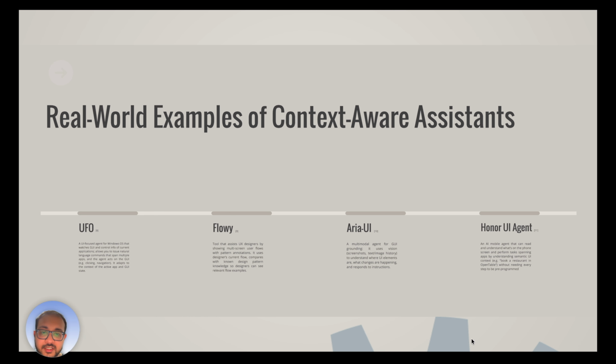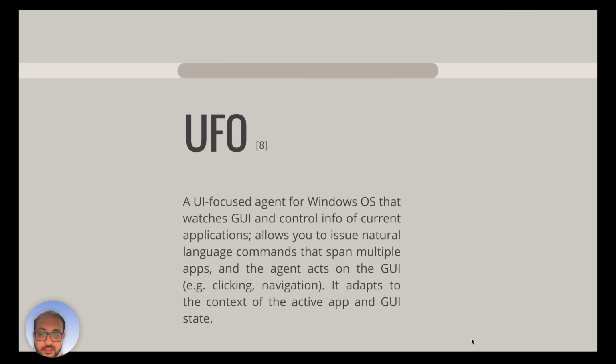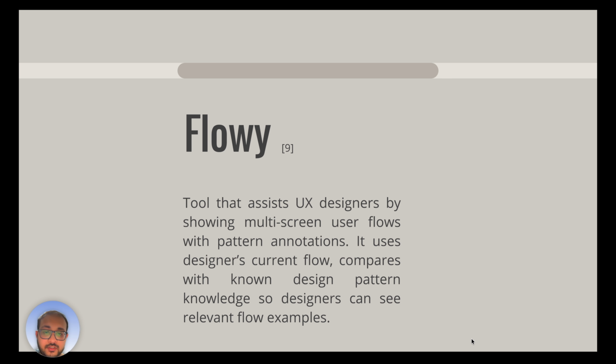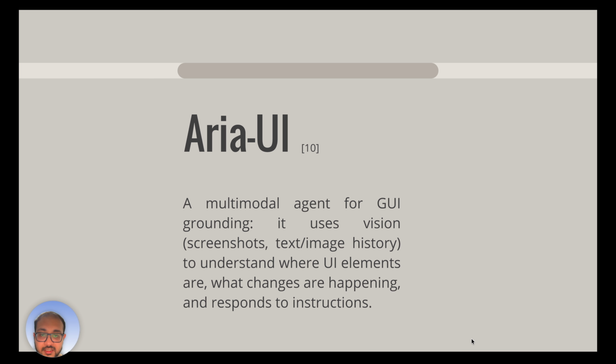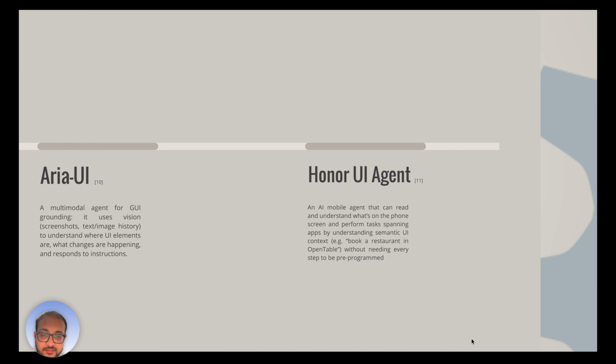Now, there are some real world examples of context aware assistance. For example, UFO, which works for Windows OS and watches your GUI and controls things by natural language commands. Then we have Flowy, which actually works for multi-screen. Then we have Arya UI, which works on vision and gives you suggestions. And then we have the Honor UI agent, which is an AI mobile agent for phones and tablets.